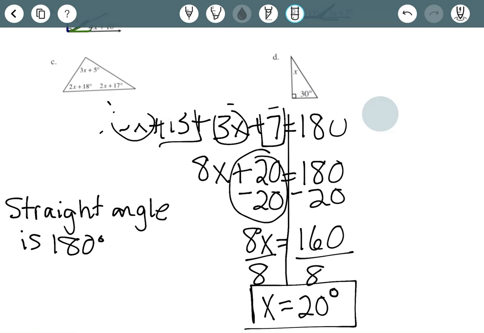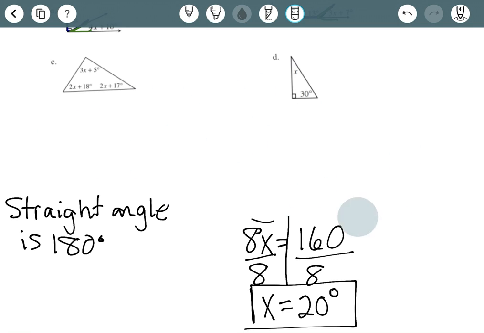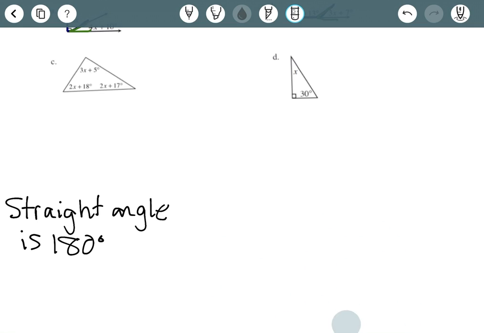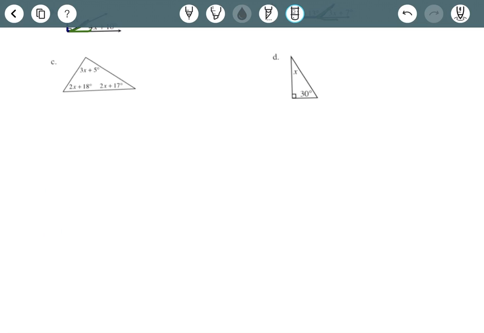And we can move on to C now. All right, for C, it looks like we have a triangle. We do need to solve for x.